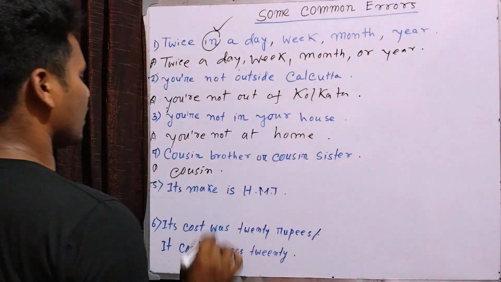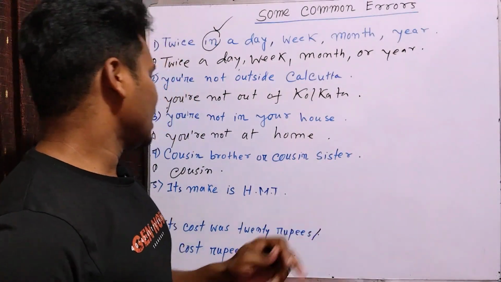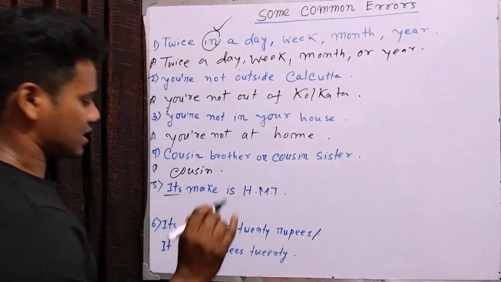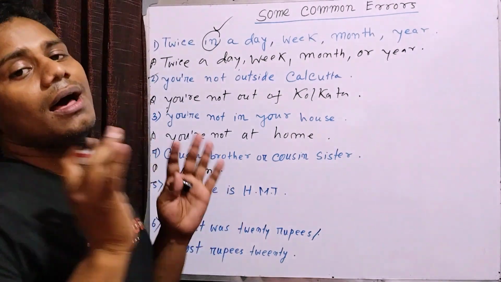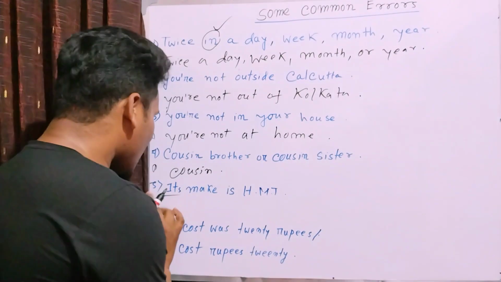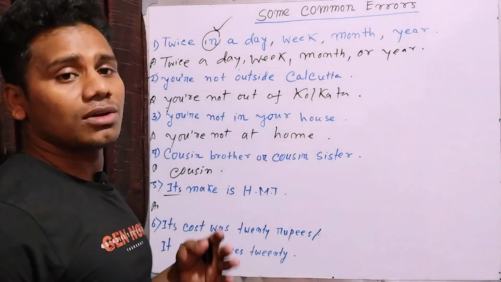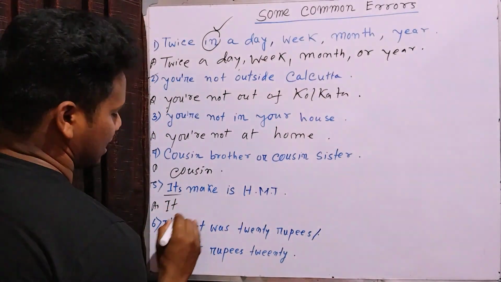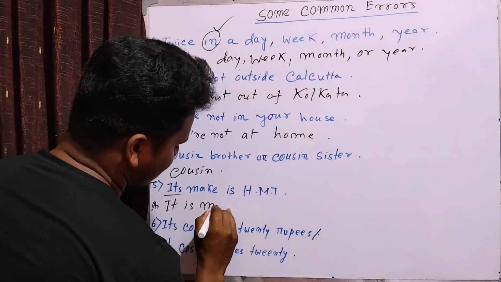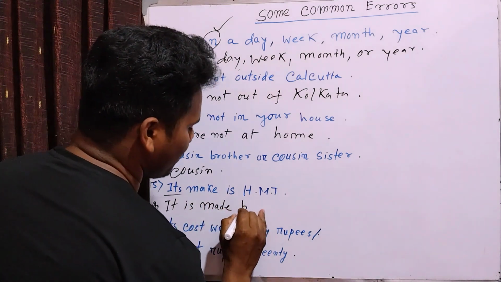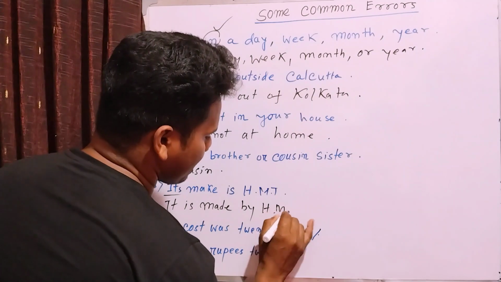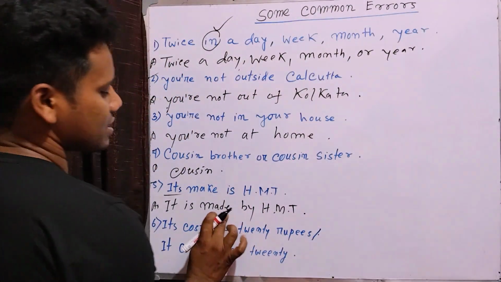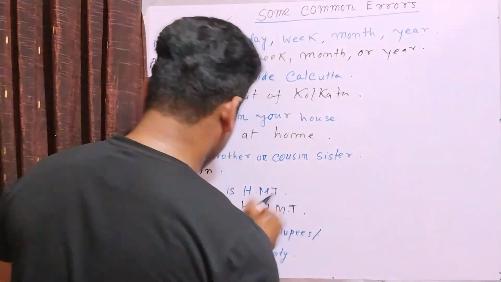So next is: its made by HMT. Its is the possessive pronoun, so we can't use it at the very beginning of the sentence. So we can use: it is made by HMT, the passive form. Okay, so it is made by HMT.